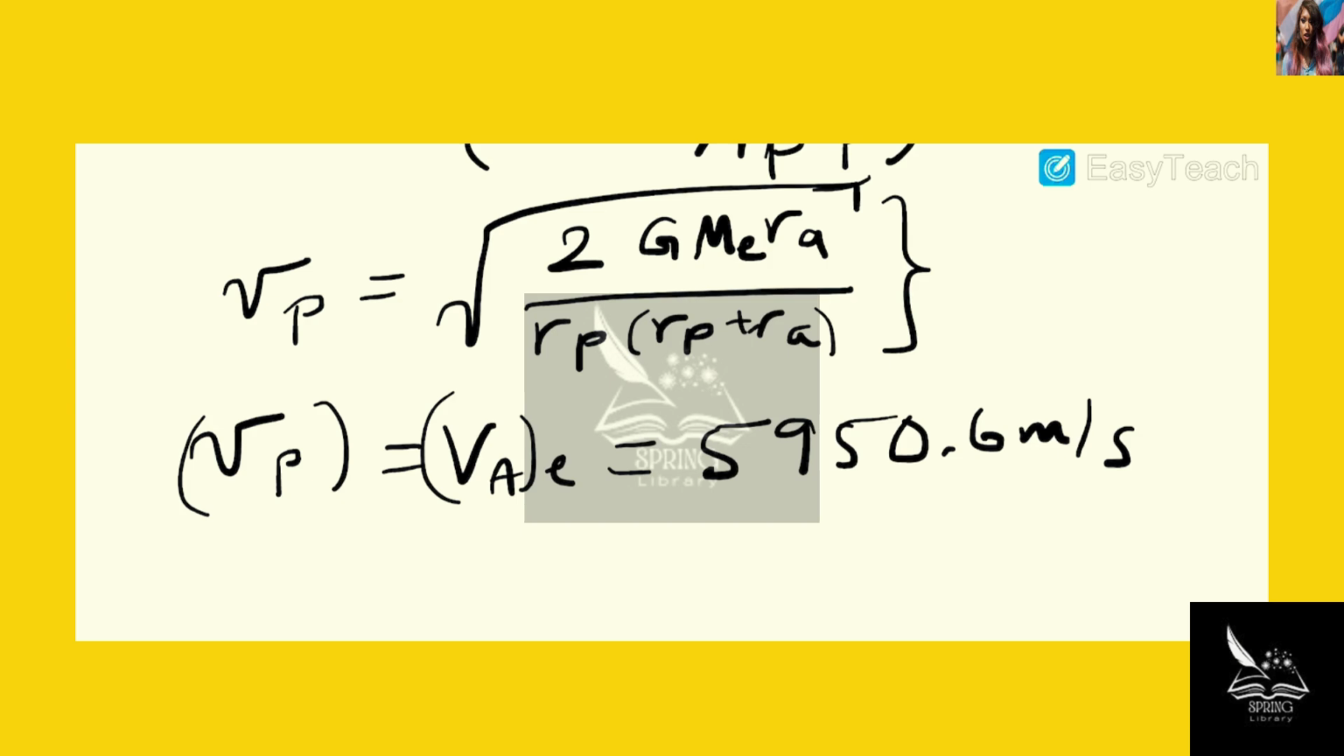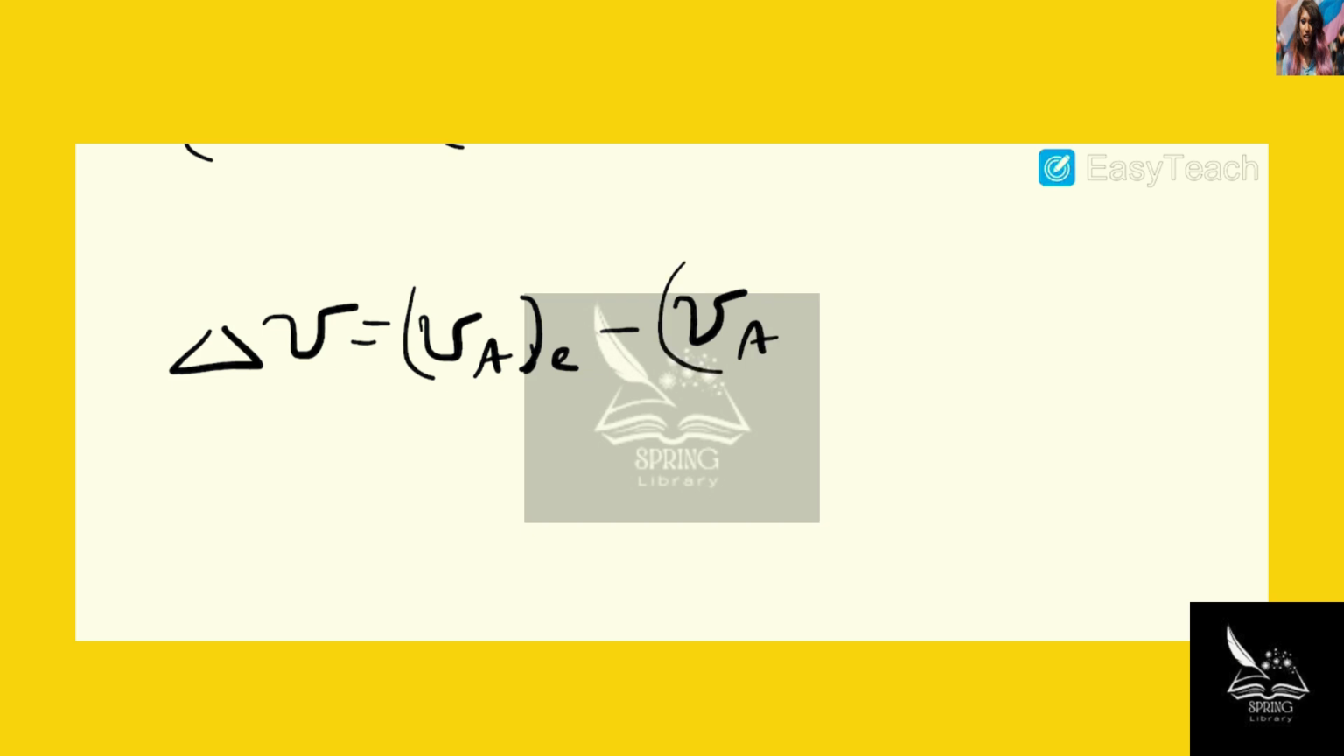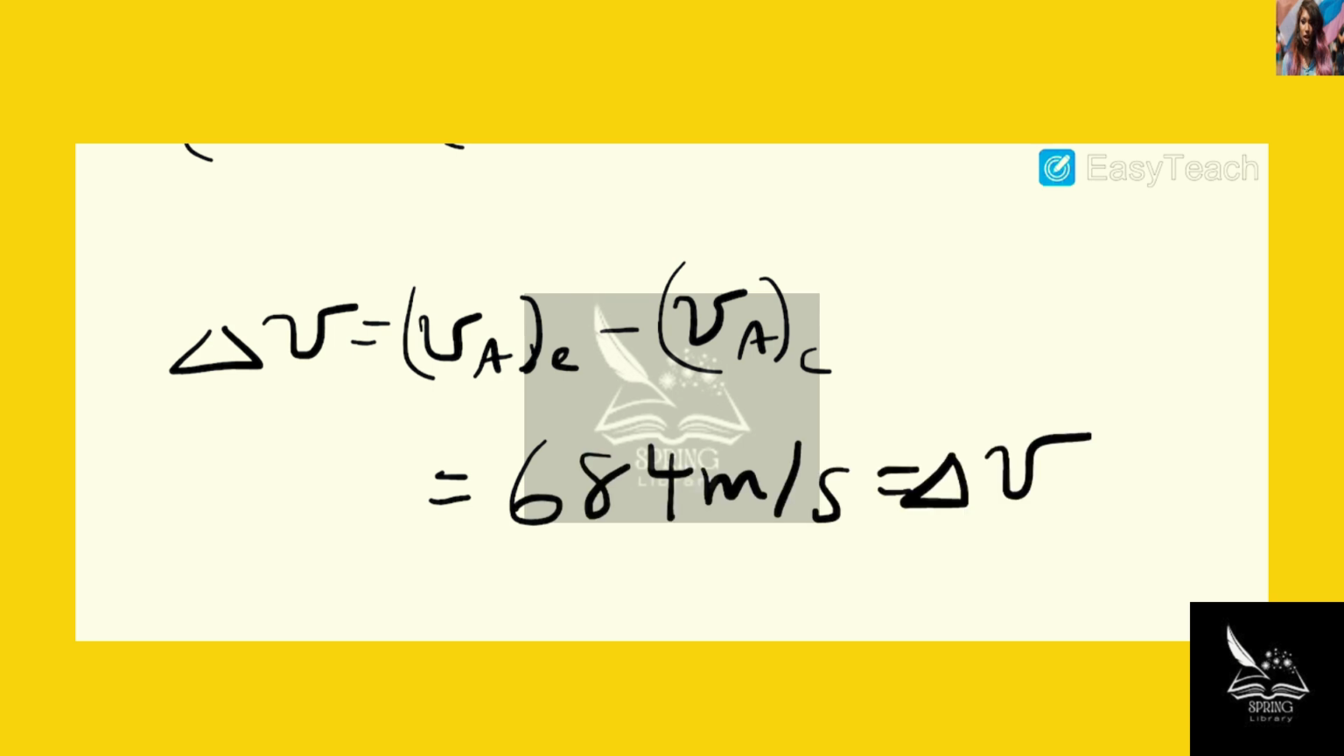5950.6 meters per second. Therefore, we can compute our delta V by saying that our delta V is equal to VA for the ellipse minus the velocity at A for the circular orbit, and this gives us a required delta V of 684 meters per second, and that's our final answer.